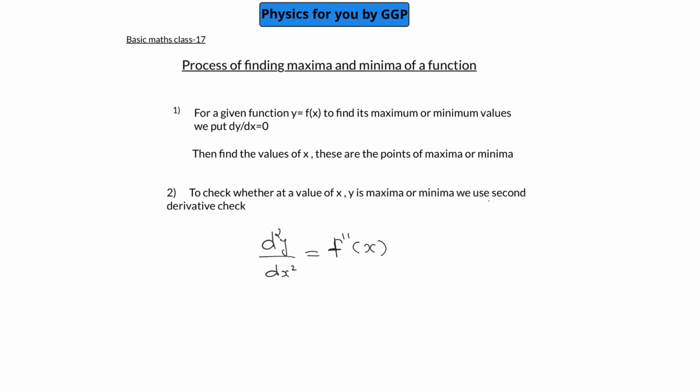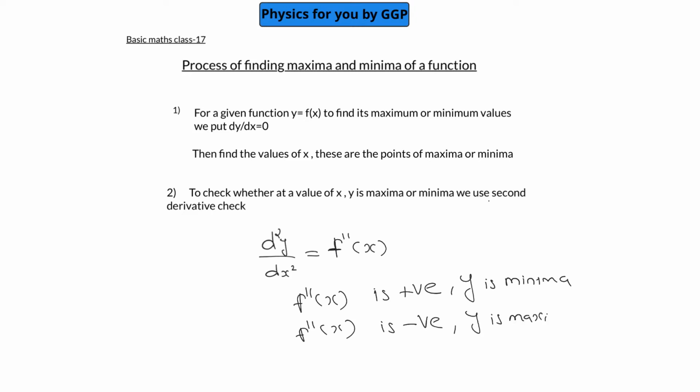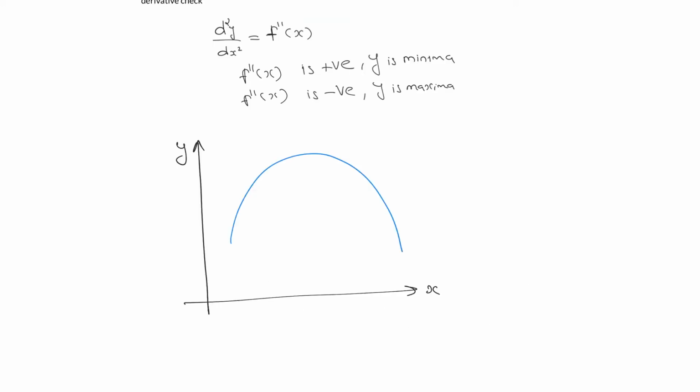If the value of f double dash x is positive, that means the value of y is minima. And if the value of f double dash x, meaning d square y by dx square, is negative, then y is maxima. I know that you will not be able to understand much from that, or you may have a doubt about what d square y by dx square is. While taking some examples, I'll discuss that. No need to worry about that.